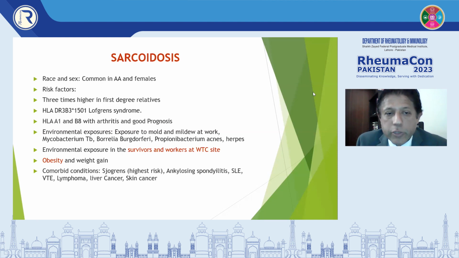Environmental exposure: if you are exposed to mold and mildew at work, or Mycobacterium TB, Borrelia, and herpes, then you can have a high risk of developing sarcoidosis. There was a study done in World Trade Center survivors and workers, and the people who were exposed for a longer period of time were the ones who had a higher incidence of sarcoidosis eventually. Obesity and weight gain are also risks, and there is a high risk of concomitant illnesses such as Sjogren's syndrome, ankylosing spondylitis, SLE, lymphoma, liver cancer, skin cancer, and VTE.